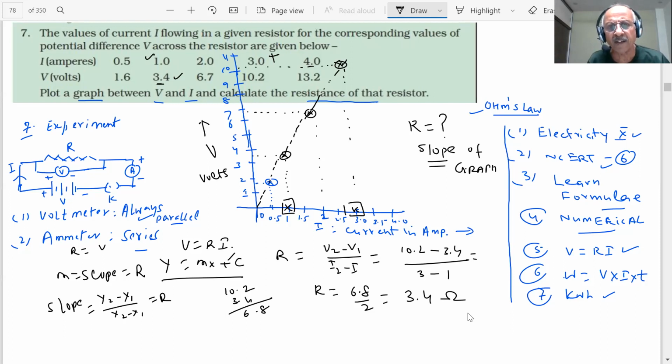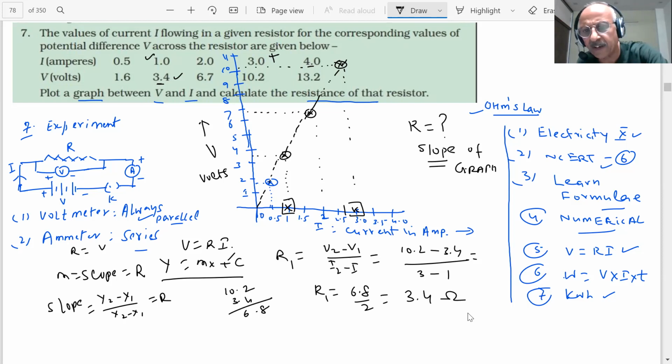Similarly, you can find this. Let me call this R1, student. You can find R1 from different points. You can find it between these points, and you can get 4-5 values of resistance R. Can you do it? Tell me.